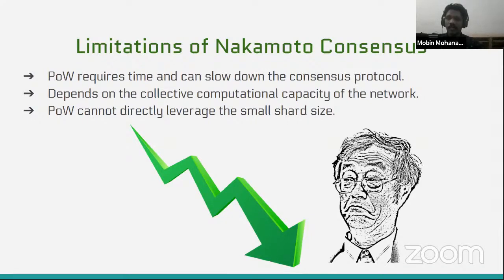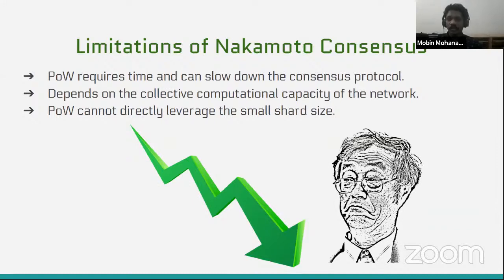It mainly depends on the computational capacity of the network, and this diminishes when the network is much smaller. Proof of work cannot leverage a small shard size, because using proof of work with a small number of nodes would be unfavorable, as it gives each node a much more intensive task. In Bitcoin and Ethereum we have a much larger number of nodes, so using proof of work there is favorable. But using proof of work as a consensus mechanism inside a shard is not really favorable.